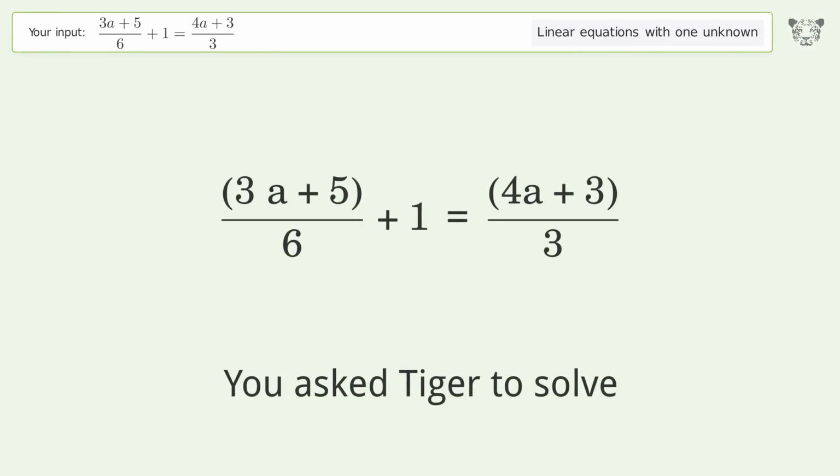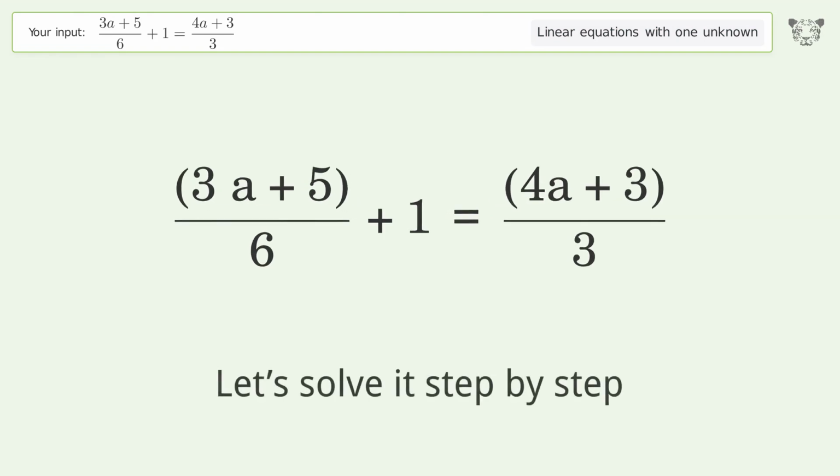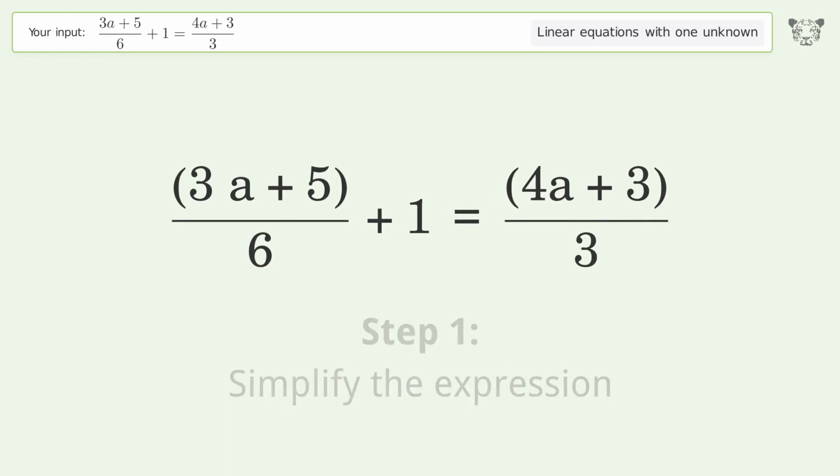You ask Tiger to solve. This deals with linear equations with one unknown. The final result is a equals 1. Let's solve it step by step. Simplify the expression. Break up the fraction.